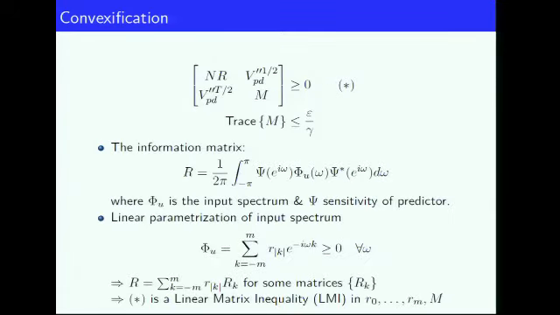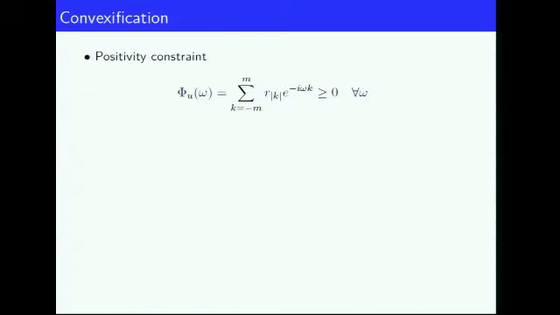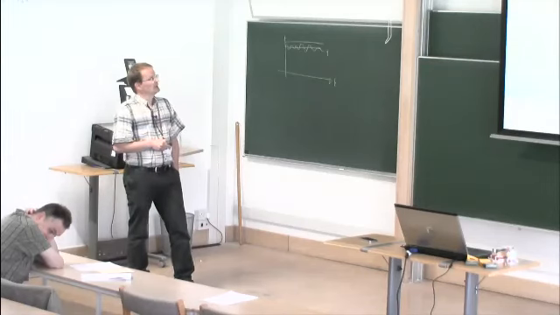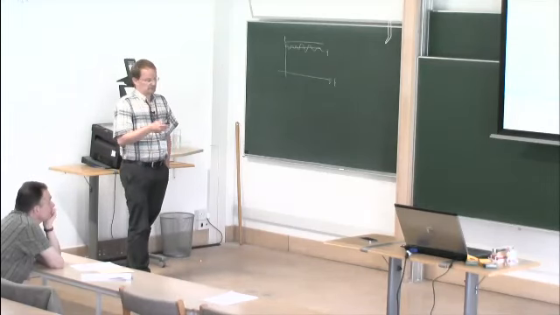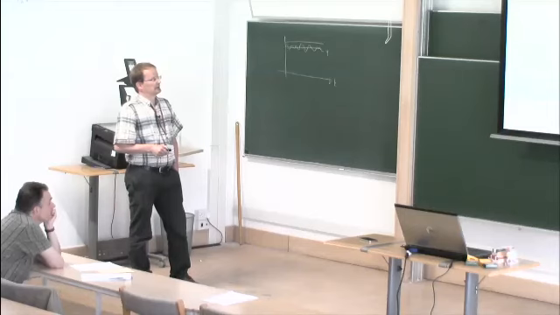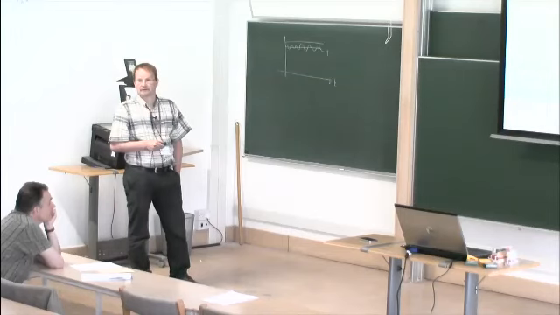But then when I introduced this parameterization, I also have to require that this is a spectrum, so it has to be positive. So we also have to ensure this constraint. But then we can use what is known as the KYP lemma to show that this infinite dimensional constraint is equivalent to a new LMI. And if we look at the experimental cost, which we took as the output energy, it's also easy to show that this is a linear function in the decision variables.